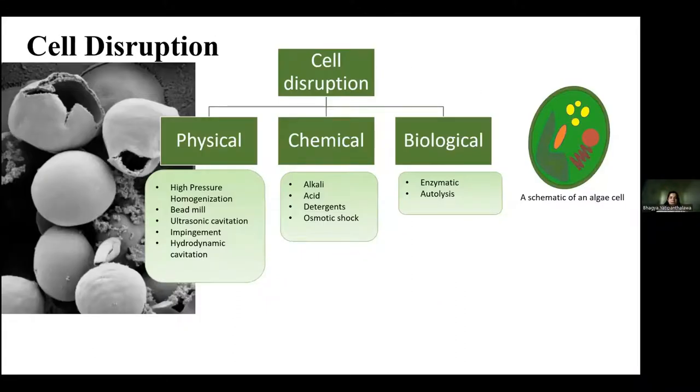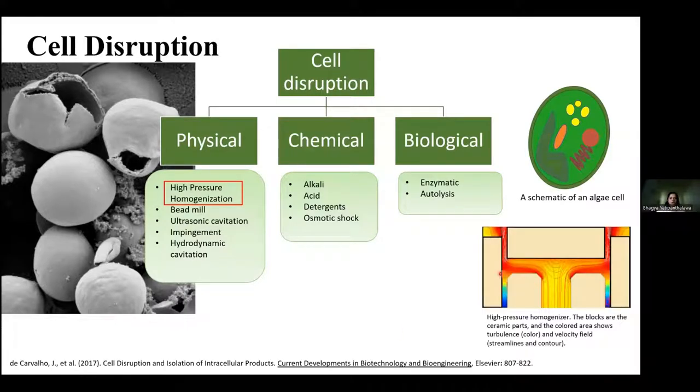And the next step, if needed, will be cell destruction. These microalgae have quite strong cell walls. If you are interested in the lipids, pigments, and proteins inside the cell, then it's often recommended to rupture the cells, to break them open in order to make the subsequent extraction of these products easier. There are different ways to do this using physical, chemical, and biological methods. But usually the most used are the physical methods, such as high pressure homogenization.